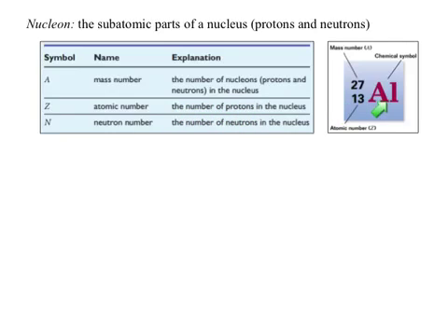Aluminum, for example, has 13 protons in its nucleus, so its atomic number is 13. But the total mass is 27. That means the neutrons must be 14, because 13 plus 14 gives me 27. So what we can say here is that the mass number, A, is always equal to the atomic number, Z, plus the number of neutrons, N.